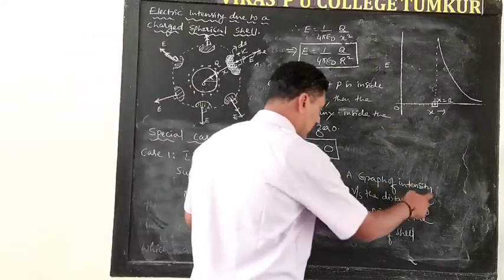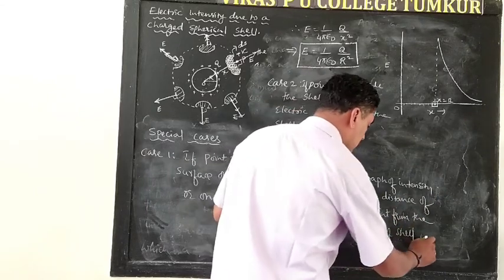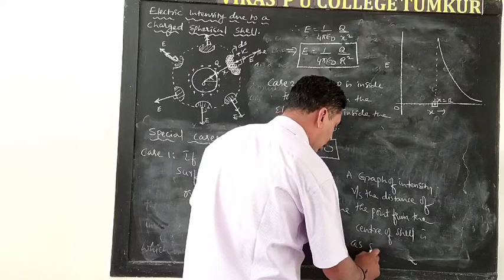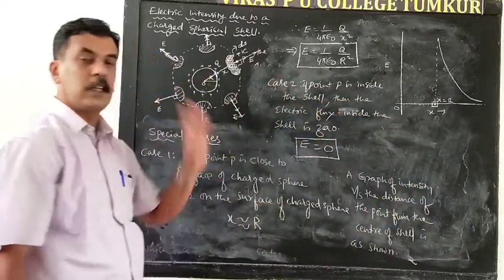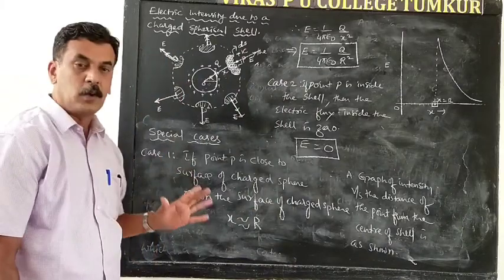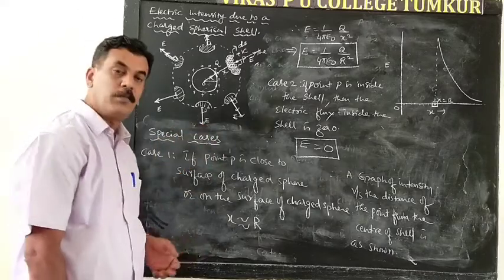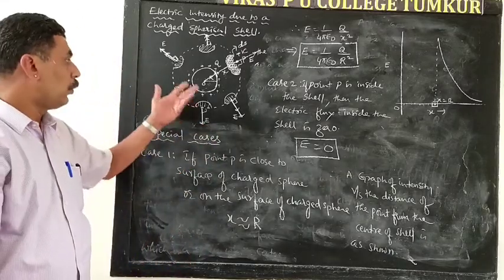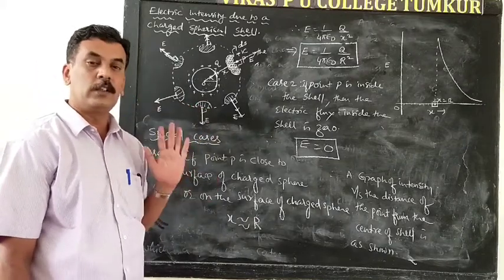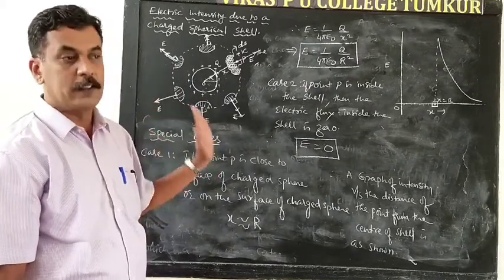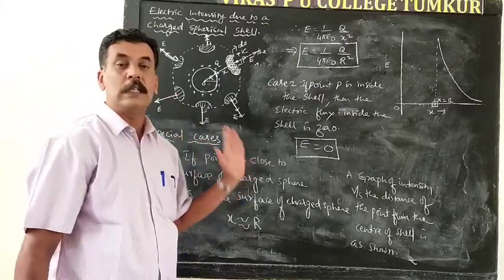A graph of intensity versus the distance of the point from the center of the shell is shown. You will get the graph. So this is about the third application of Gauss's theorem, which is also very important from the examination point of view, and has been asked in your previous question papers. So you need to practice this. You need to understand this. Don't memorize it by heart. You need to understand this.